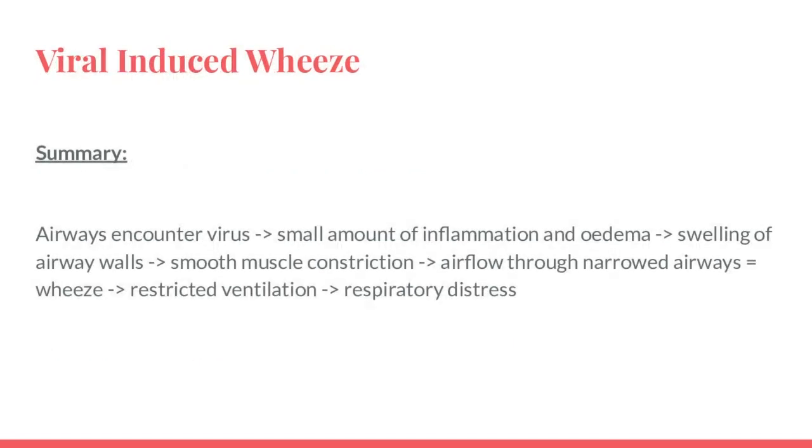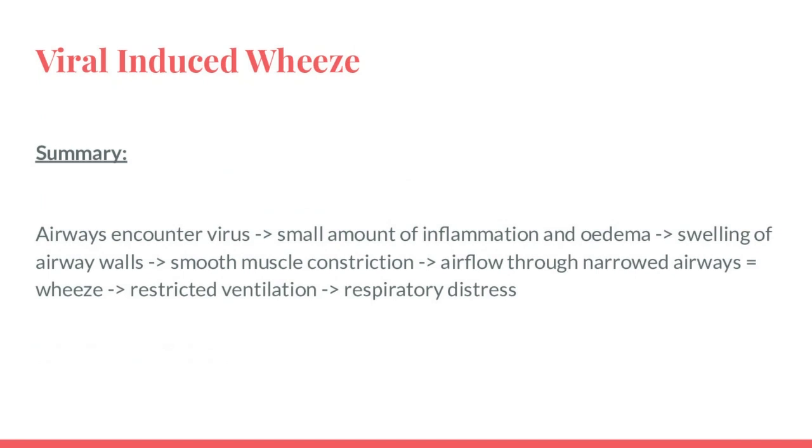So here is just a bit of a memory tool. It's not that straightforward, but a bit of a memory tool for viral induced wheeze. This is how the illness will go. So you encounter a virus, you get a bit of inflammation and edema, the airway will swell, the smooth muscle will then constrict, and then that airflow through a narrowed airway is what causes the wheeze. That causes the restricted ventilation, and then that causes the respiratory distress.